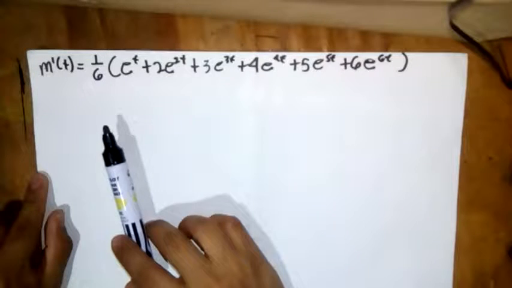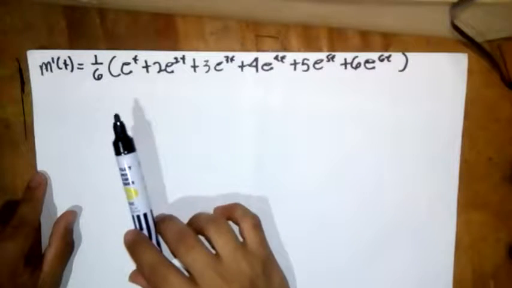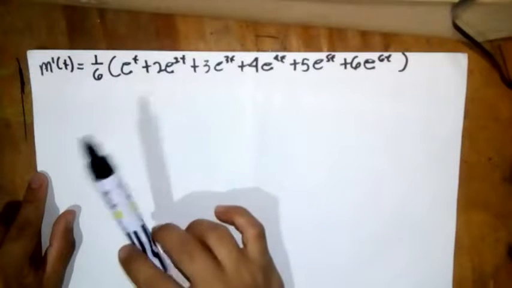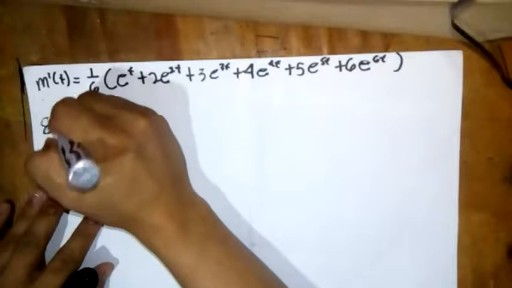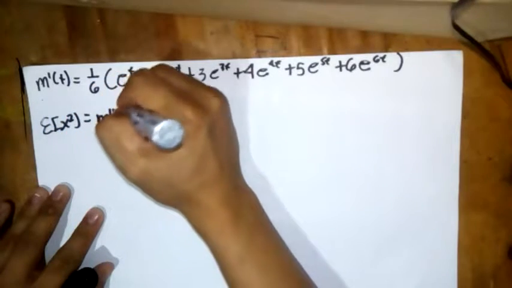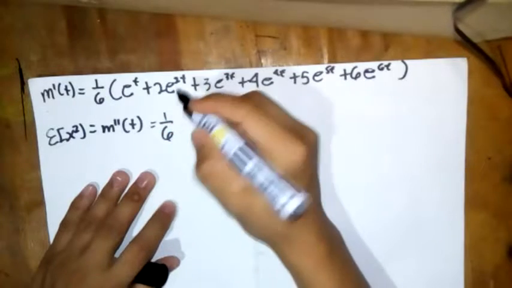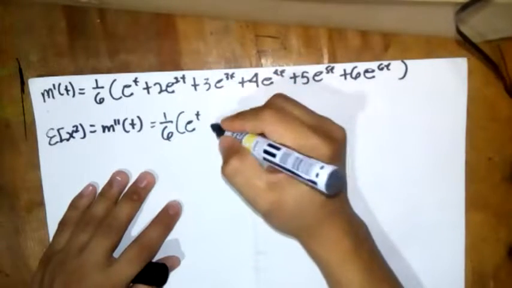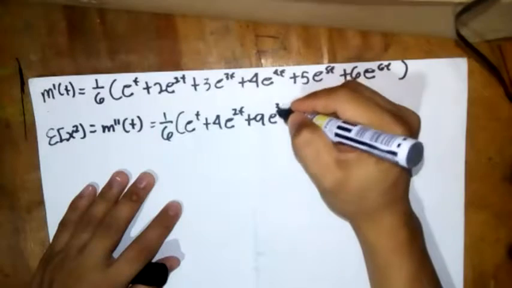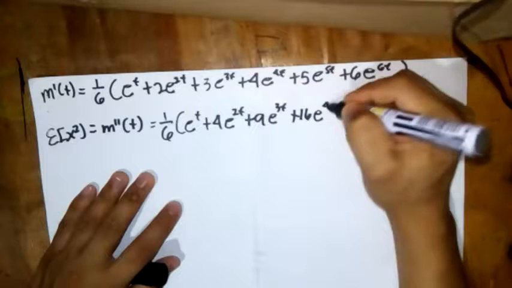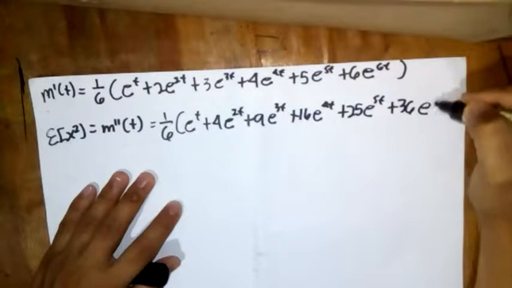And remember that the variance is the expected value of x squared minus the square of the mean. So in order to get the expected value of x squared, we will just find the second derivative of our moment generating function. The derivative of e to the t is still e to the t, plus 4e to the 2t, plus 9e to the 3t, plus 16e to the 4t, plus 25e to the 5t, plus 36e to the 6t.